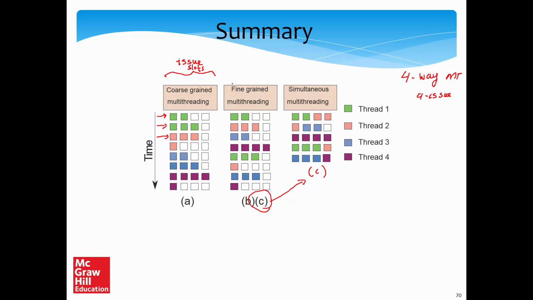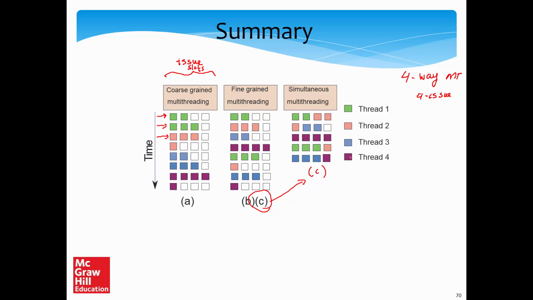Alright, so let all the instructions belonging to thread 1 be green, all the instructions belonging to thread 2 be pinkish, all the instructions belonging to thread 3 be blue, and all the instructions belonging to thread 4 be this color, which looks like somewhere between purple and maroon to me. For the time being, let me call it purple.